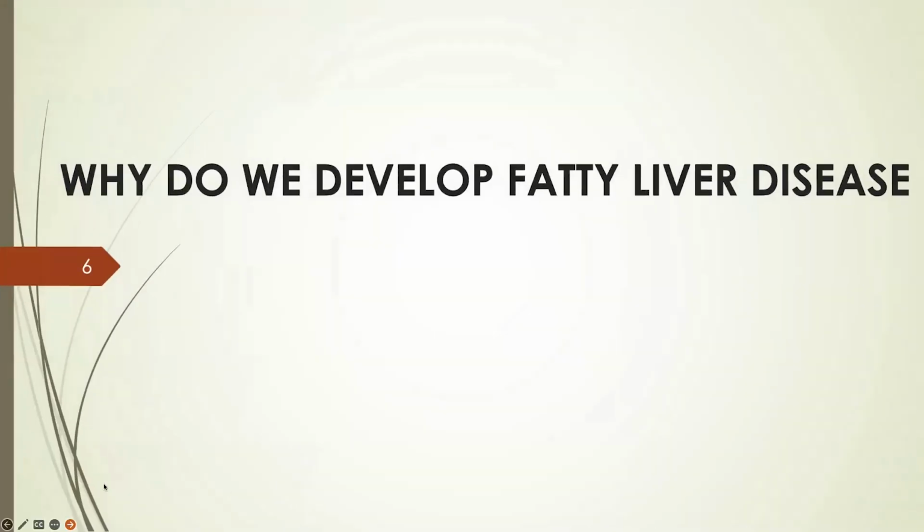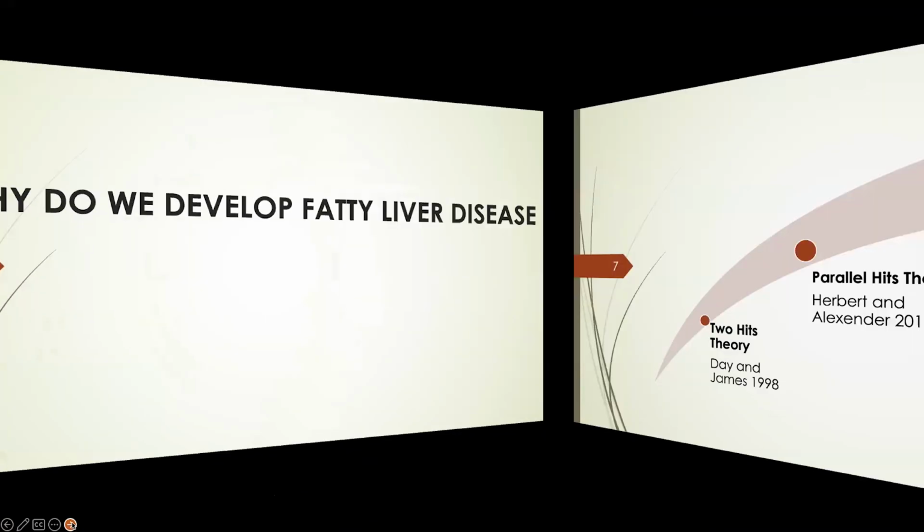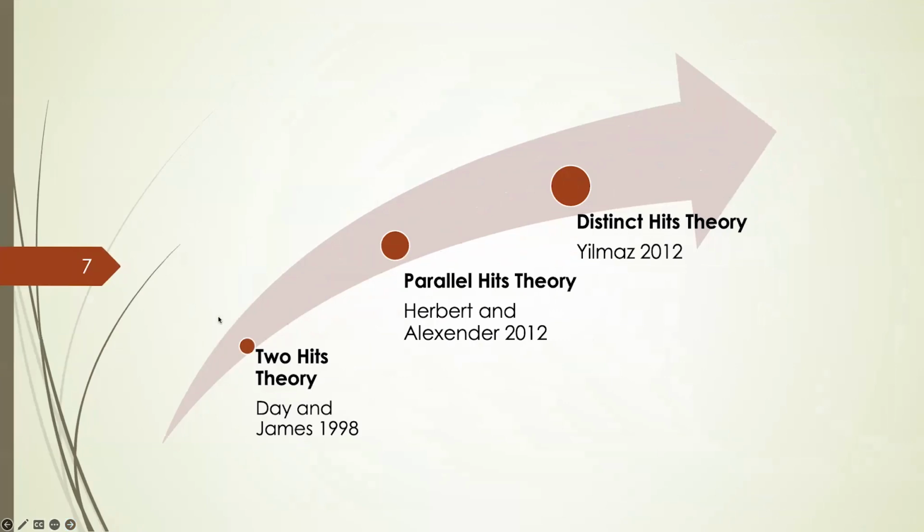Why is it that we develop fatty liver disease? In fact, there are multiple theories which have been propounded over a period of time. As long back as 1998, Day and James proposed the two-hit hypothesis. That means you have a naive virgin liver with accumulation of fat, waiting for the second hit to get into a diseased liver called NASH or development of cirrhosis of the liver.